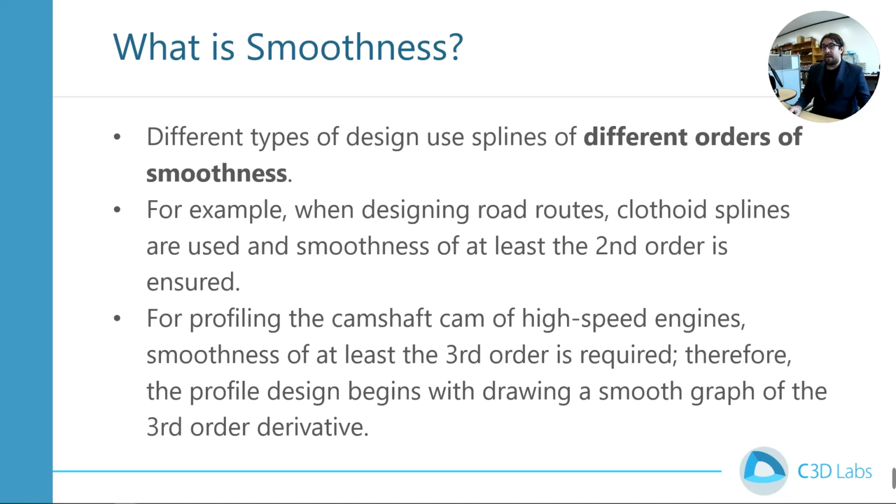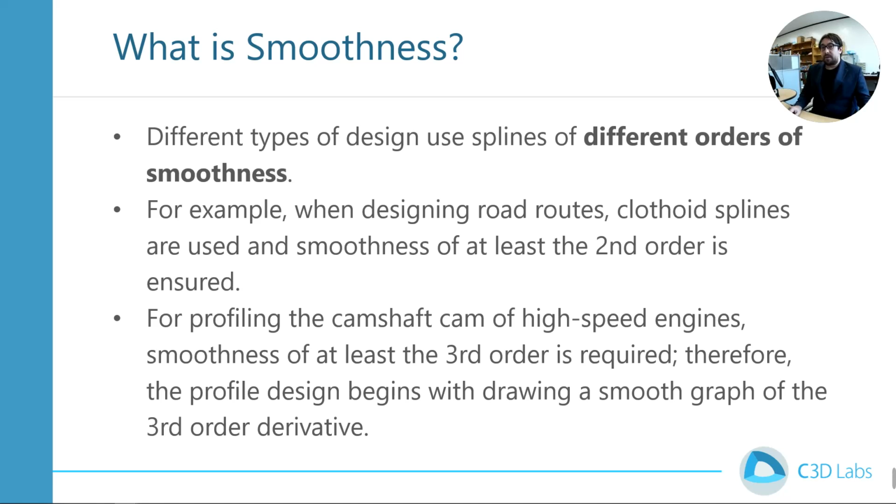Different types of design use splines of different orders of smoothness. For example, when designing road routes, clothoid splines are used and smoothness of at least the second order is ensured. For profiling the camshaft cam of high-speed engines, smoothness of at least the third order is required. Therefore, the profile design begins with drawing a smooth graph of the third order derivative.